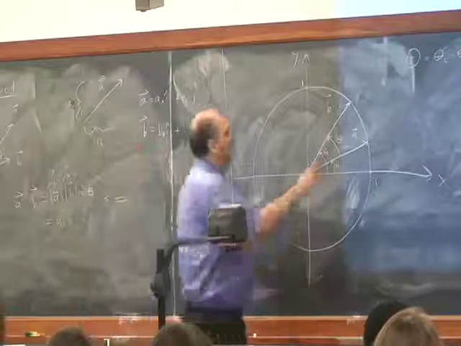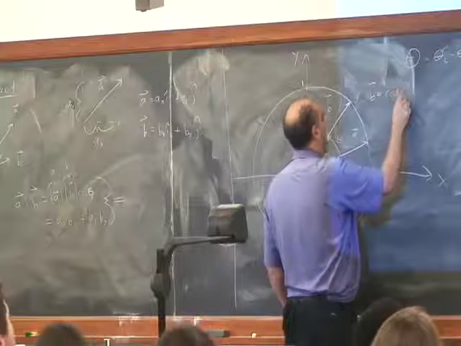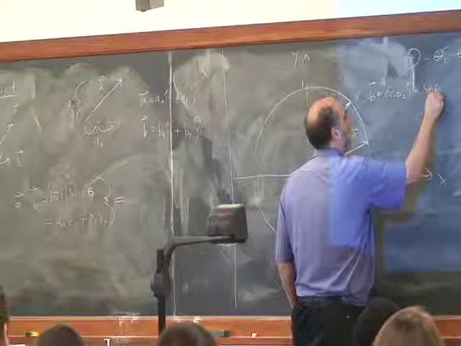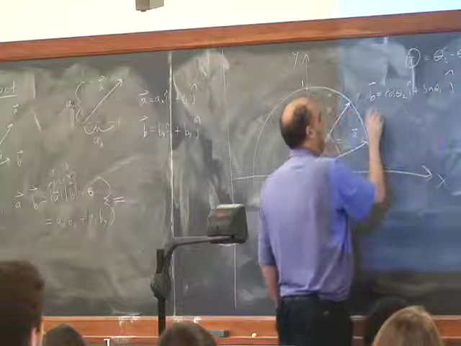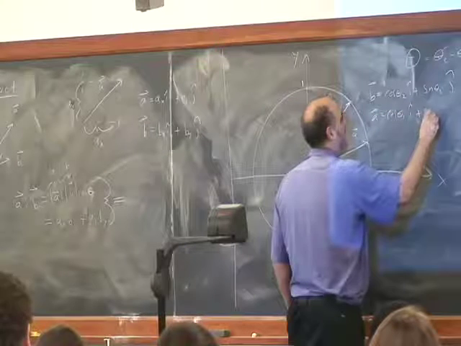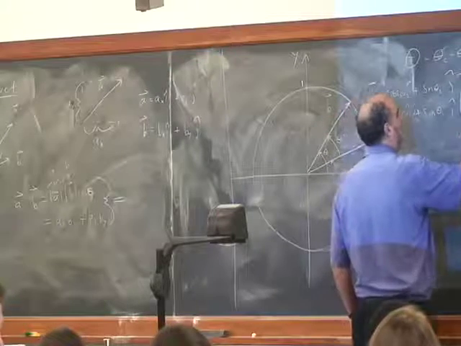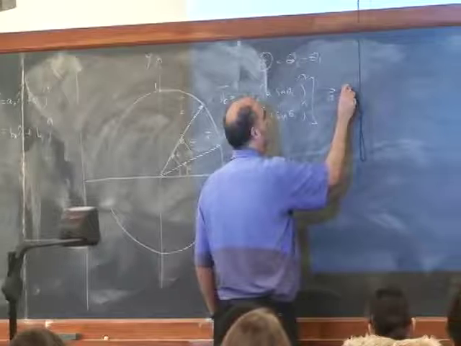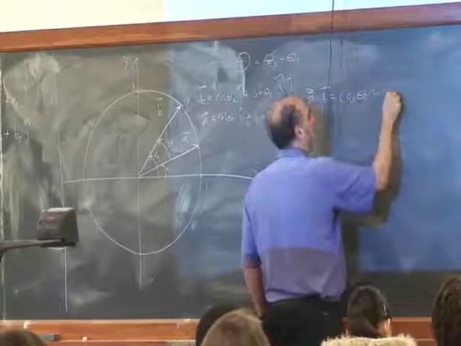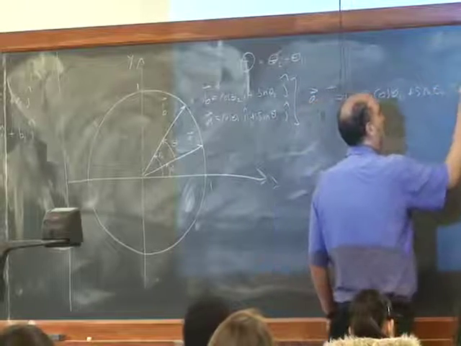Okay, so B is equal to cosine theta 2 i plus sine theta 2 j. A is equal to cosine theta 1 i plus sine theta 1 j. So these two together give us that A dot B is equal to cosine theta 2 cosine theta 1 plus sine theta 2 sine theta 1.